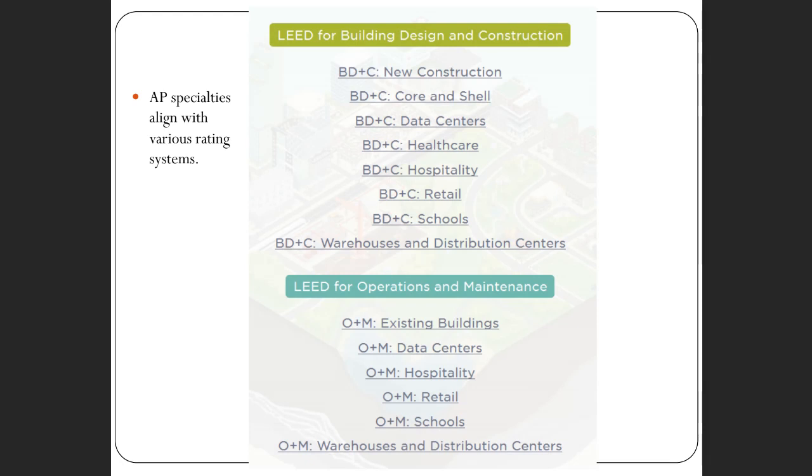So again, those AP accredited professional specialties align with the various rating systems. We have all this group of rating systems under BD&C.